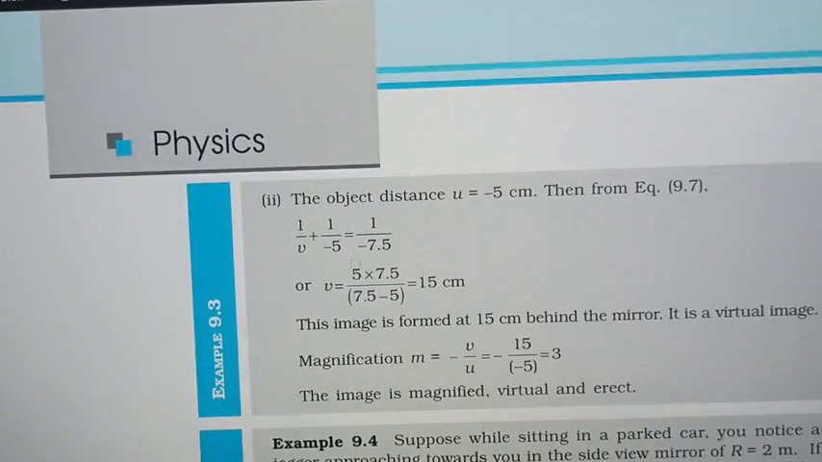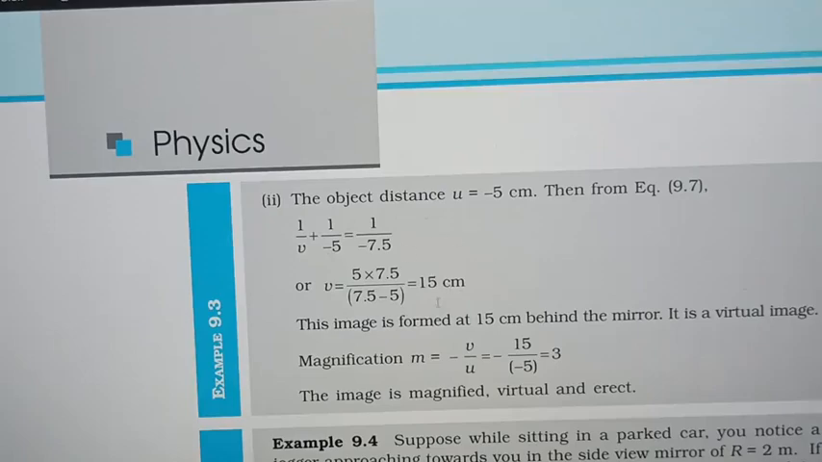And f we have calculated from R by 2. Again, you can rearrange the numbers. If you send this over here, this is negative 1 by 5. So if you send it over here, it will become positive 1 by 5. You can take LCM and find that out. Then take inverse, because it's 1 by v. If you get it inverted, then you will be able to get the image distance.